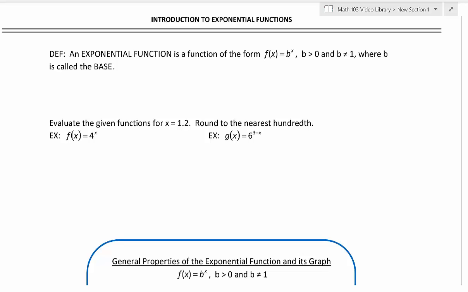Let's practice evaluating exponential functions for a given x value. Let's evaluate f of x equals 4 to the x at x equal to 1.2. So this is the same as 4 raised to the 1.2 power, and we're just going to plug this into our calculator and then round to the nearest hundredth. When we do this, we get 5.28.